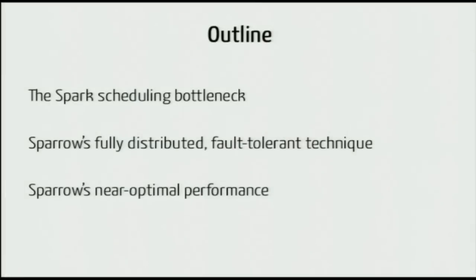In this talk, I'll start by talking about the Spark scheduling bottleneck. All of the Spark schedulers today rely on a centralized architecture, and I'll talk about why that's a problem, and also how you can diagnose if the scheduler is the bottleneck in your cluster. Next, I'll present Sparrow, which is a distributed scheduler for Spark that doesn't rely on any shared state. It's fully distributed, so all of the schedulers operate independently, making it fault tolerant, and it can also support very high scheduling throughput. Finally, I'll show some results.